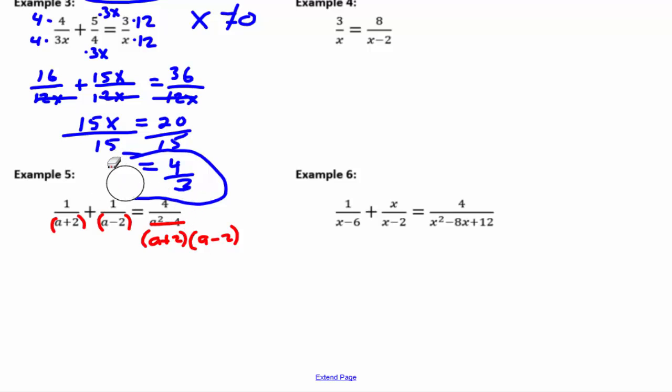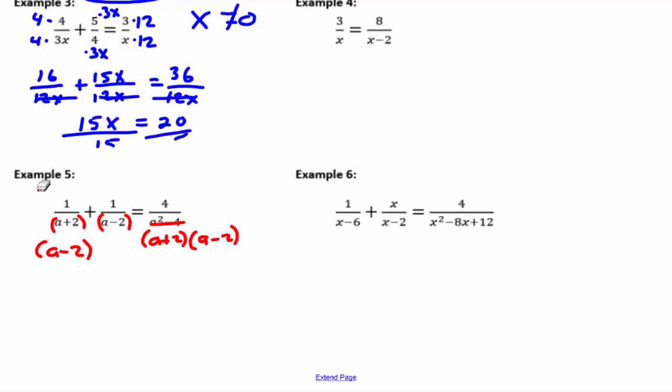Let me get rid of this from example 3. Okay, so I don't need to do anything on the right side. But here I have an a plus 2. I need an a minus 2. I need to multiply by a minus 2. So the top needs to be multiplied by a minus 2. And then this middle fraction here needs an a plus 2, so I'm going to multiply the top by a plus 2. And that's kind of how it works. So if you look at the denominators, a plus 2, a minus 2, they are going to cancel right out. Boom, boom, boom. Okay, so the denominators cancel out.